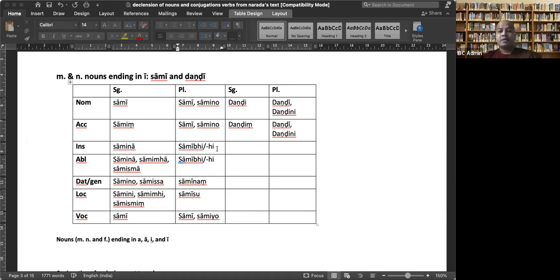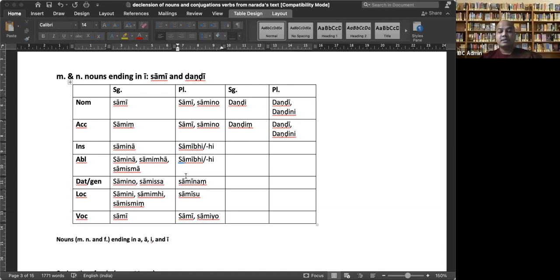And then the declension of Nari is of course different compared to the declension of Sami and Dandi, but it is similar to the declension of feminine gender nouns ending in short E that we have studied earlier, that is Bhumi, right?